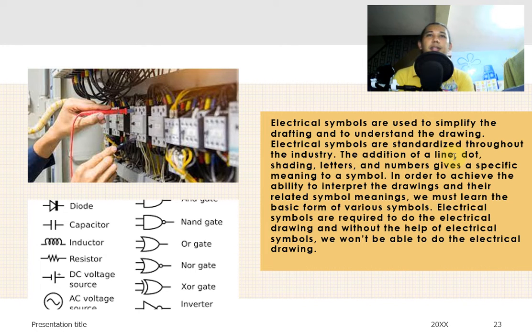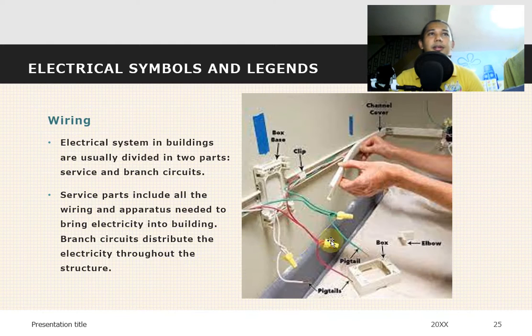We just learned the basic form of various symbols. Electrical symbols are required to do the electrical drawing, and without the help of electrical symbols, we won't be able to do electrical drawing. So we need to have knowledge about electrical symbols. So before that, we have here electrical symbols and legends. So first one is wiring.